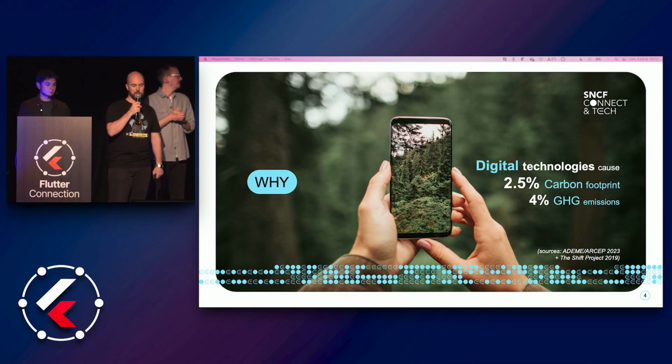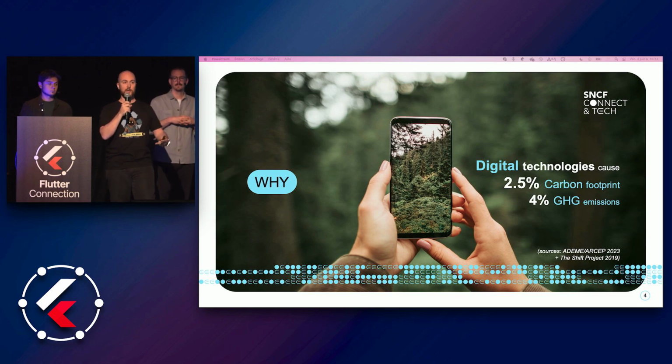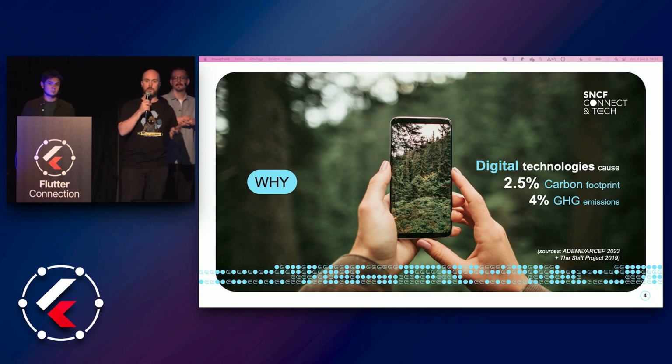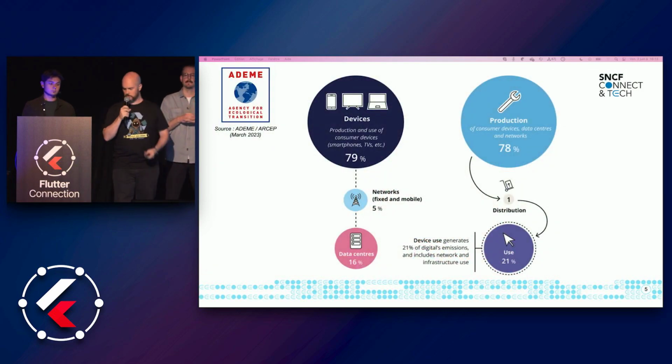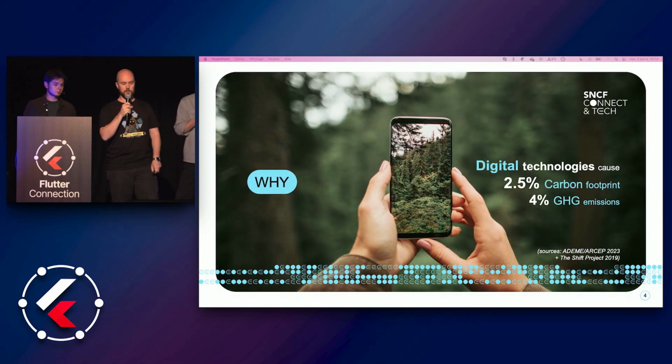So you might know the digital industry, the digital economy, it actually relies on real resources, infrastructure, and rare materials. For instance, the rare minerals to build batteries and mobile phones. So according to l'ADEME, the French Agency for Ecological Transition, in France, the digital technologies cause 2.5% of the world carbon footprint of all industries, and 4% of the global greenhouse gas emissions.